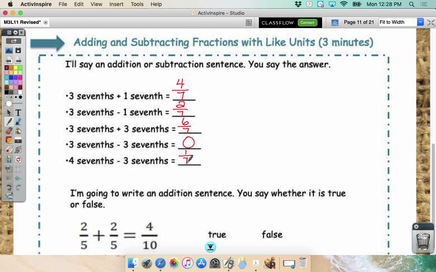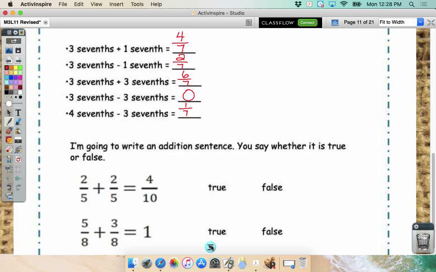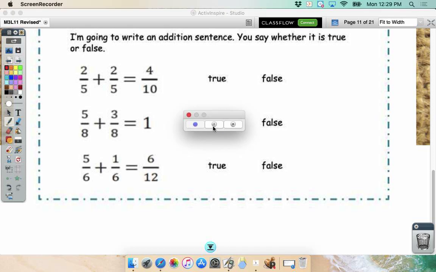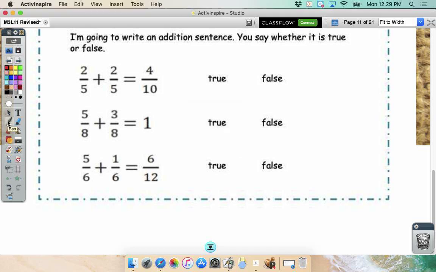Okay. Now here's what I want you to do. I want you to take a look at these next 3 problems and mark true or false. If you mark false, write down what the answer should be. I'm going to pause it while you're thinking about this. So how about table what? Is this first one true or false? False. Okay, what should the answer be? 4/5. 4/5. So I'm just going to write the correct answer there.